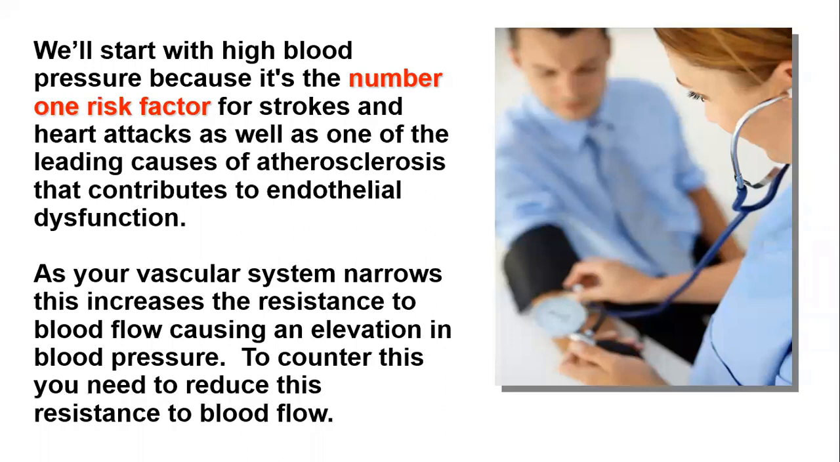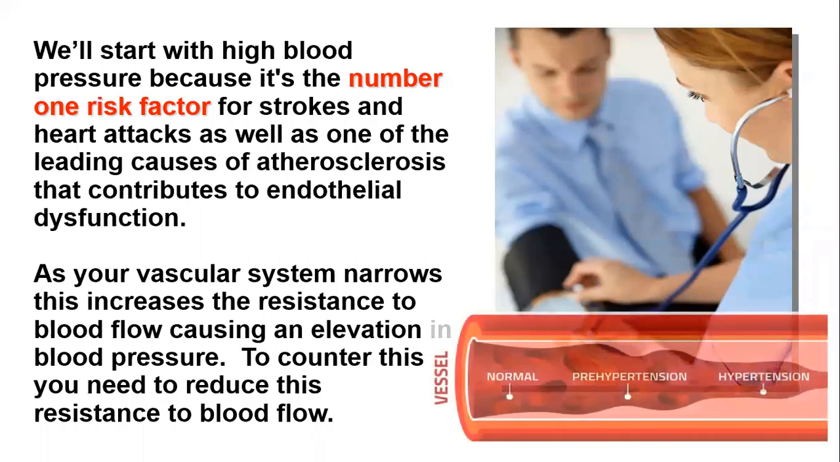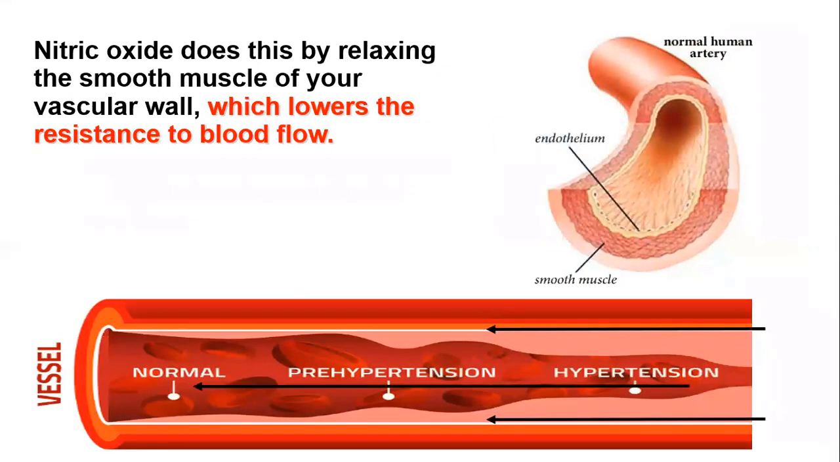As your vascular system narrows, this increases the resistance to blood flow, causing an elevation in blood pressure. To counter this, you need to reduce this resistance to blood flow. Nitric oxide does this by relaxing the smooth muscle of your vascular wall, which lowers the resistance to blood flow.